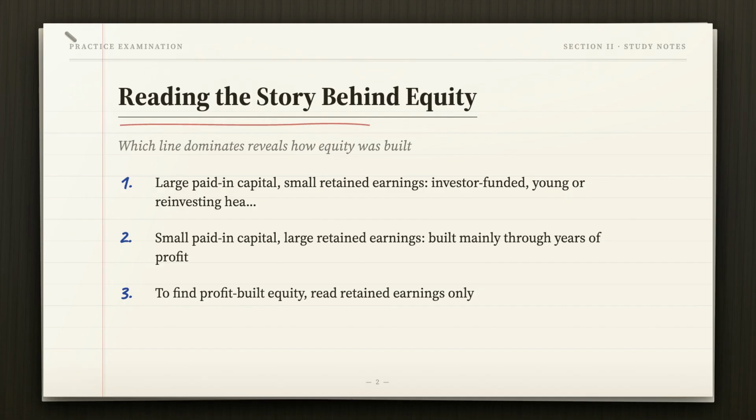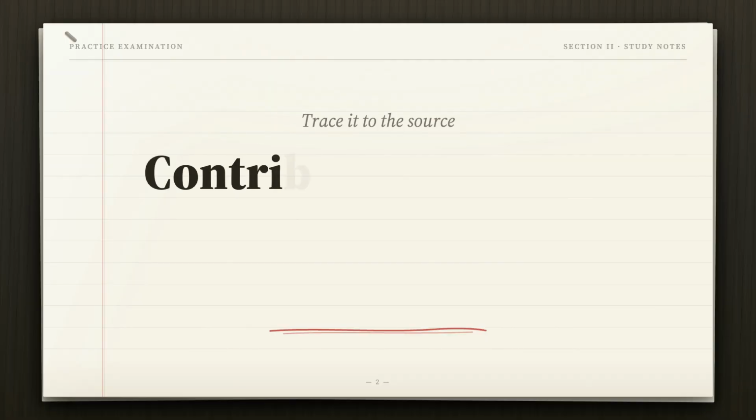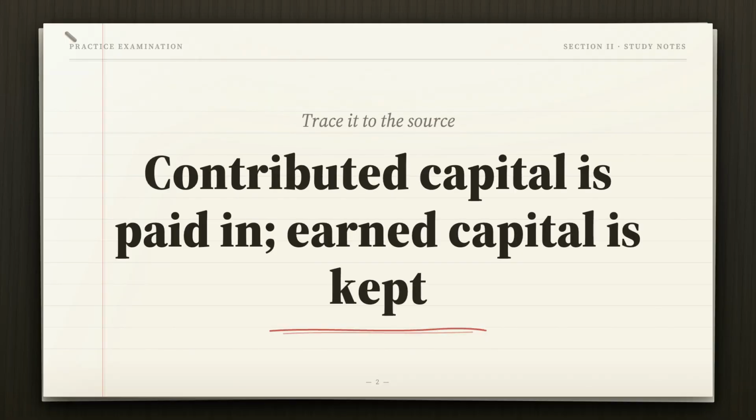If you want to know how much equity came from profit rather than shareholder investment, retained earnings is the only line that answers it. Contributed capital, common stock plus paid-in capital, is what owners paid in. Earned capital, retained earnings, is what the business made and kept. Never assume the two overlap. Always trace an equity figure back to its true origin.